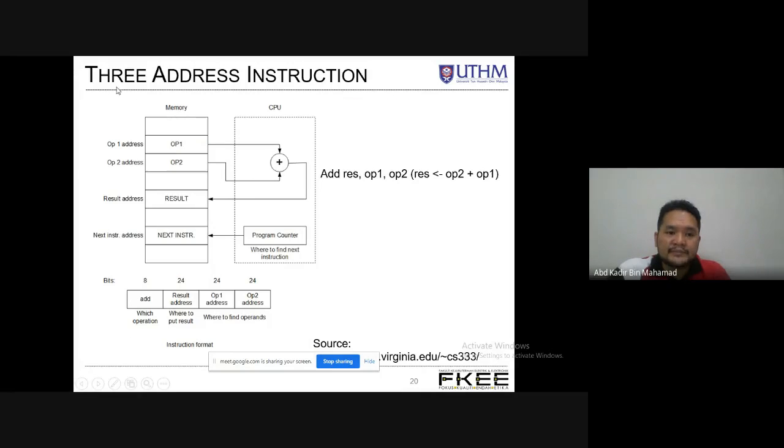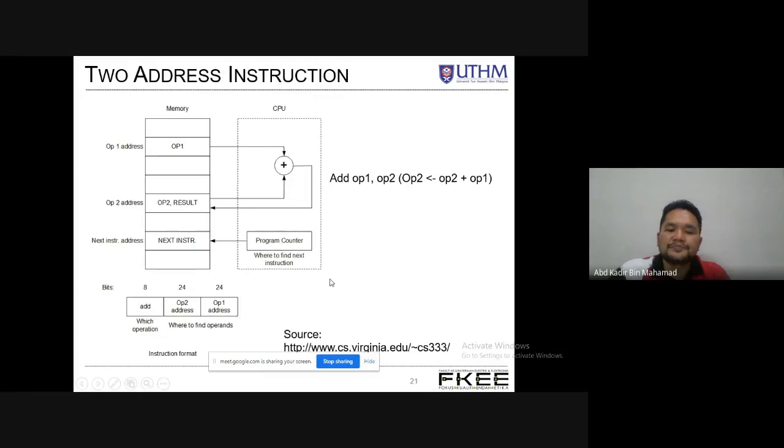Okay, this is the 3 address instruction. If you notice, they have 3 registers involved: operand 1, operand 2, and result. So operand 1, operand 2, then you store at the result. This is the example for the 3 address instruction. In the instruction format here, they have operand 2, operand 1, and later all the resultant is stored at the result address.